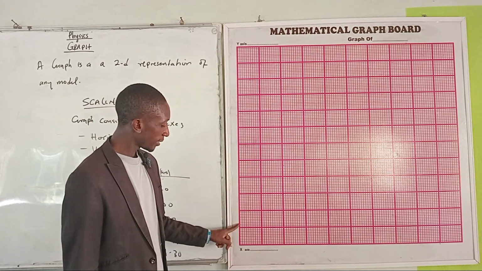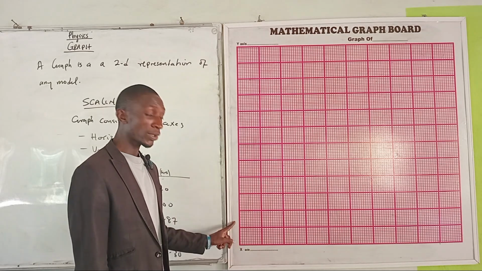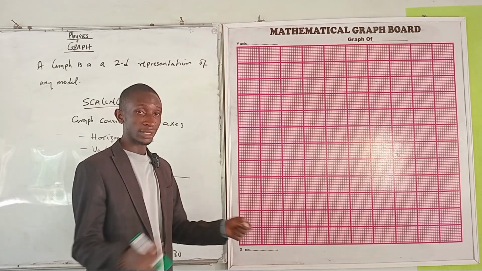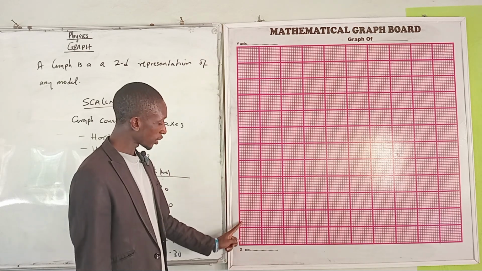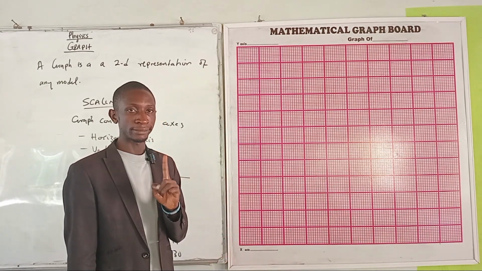Now, between here and here, there are 10 boxes. Between here and here, 10 boxes. So this is a complete square, 10 boxes. Now, these boxes are consistent with your meter rule. You take a meter rule and measure this. 5 boxes of this graph is equal to 1 cm.